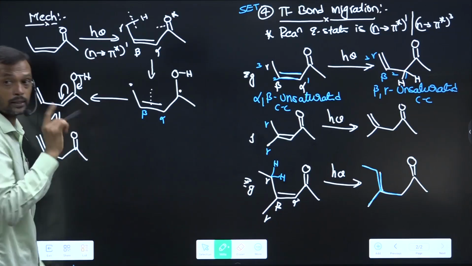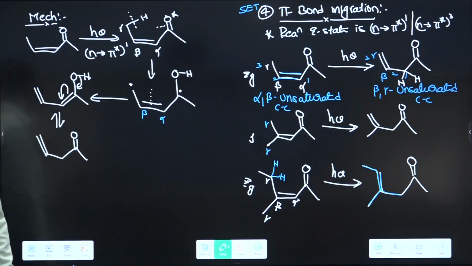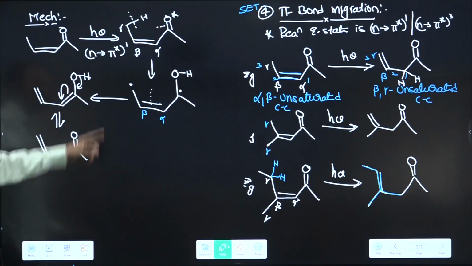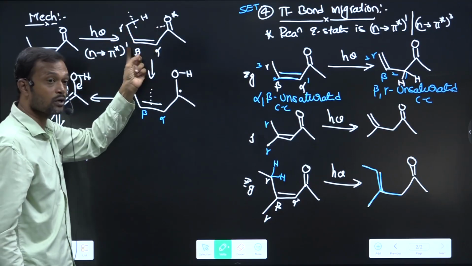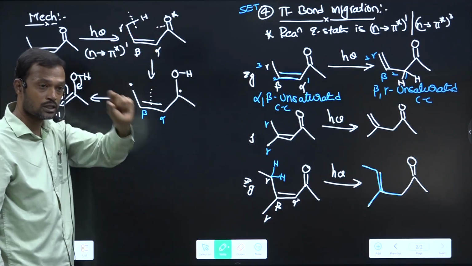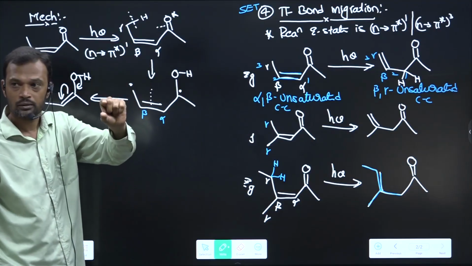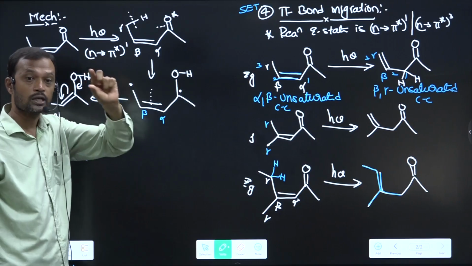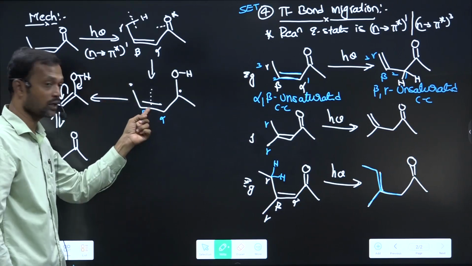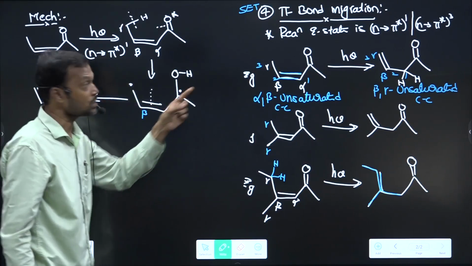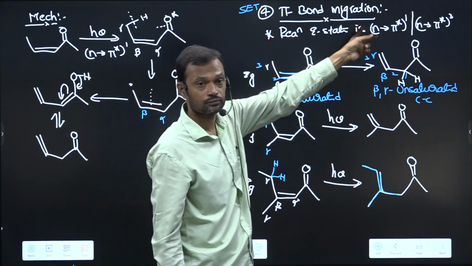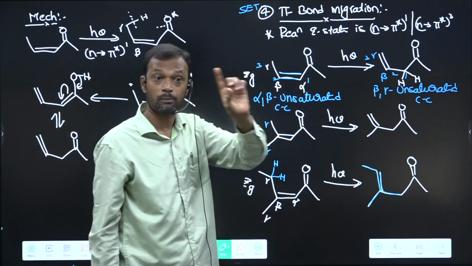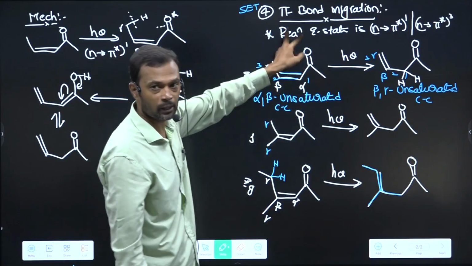This reaction looks like a Norrish type 2. But what is the difference? Transfer of hydrogen followed by C alpha, C beta cleavage, I mentioned. C alpha, sigma bond, C beta. What is the difference in Norrish type 2? C alpha, C beta sigma bond. But what am I cleaving here? Pi. I am cleaving the pi bond. That's why it is called pi bond migration. It is Norrish type 2 only, but it influences the pi bond, that's why pi bond migration.